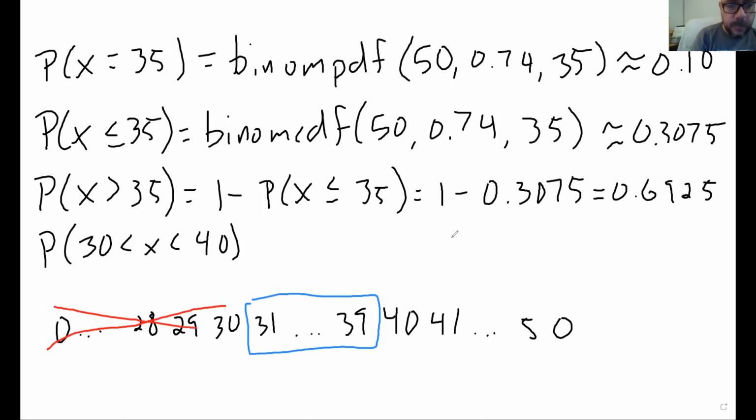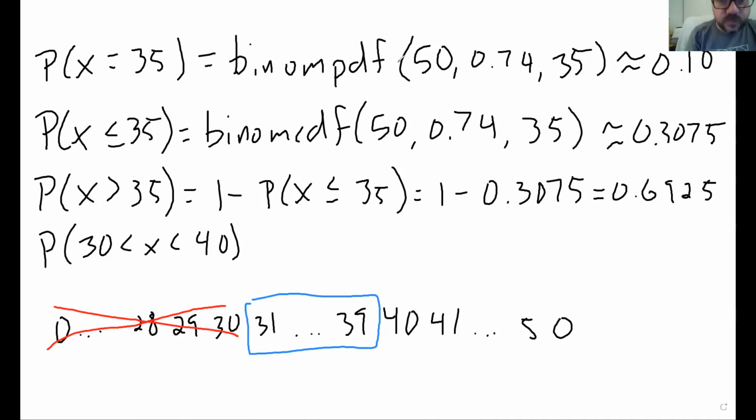Right, so what I'm going to do is binomial CDF of 39, and that'll give me 0 through 39 added up, and then I'm going to subtract off CDF of 30 because that'll get rid of 30 and below. Right, so that's going to be my strategy here. So let's go ahead and do that.